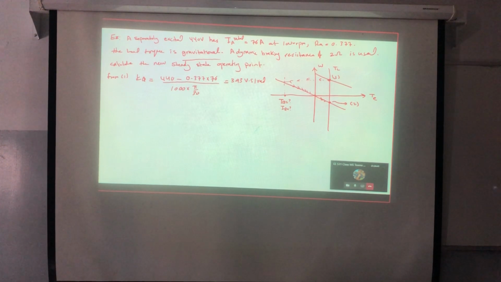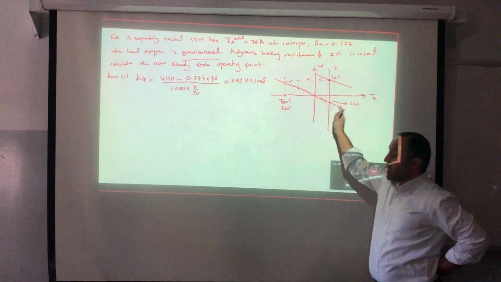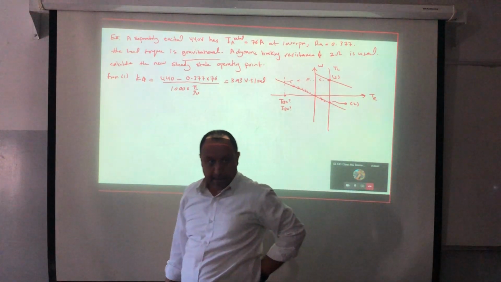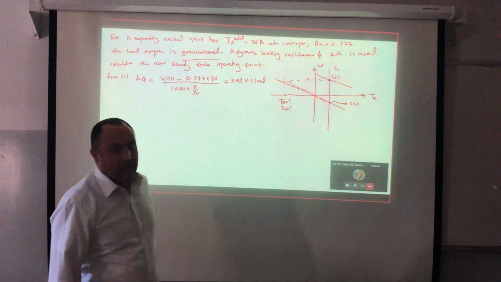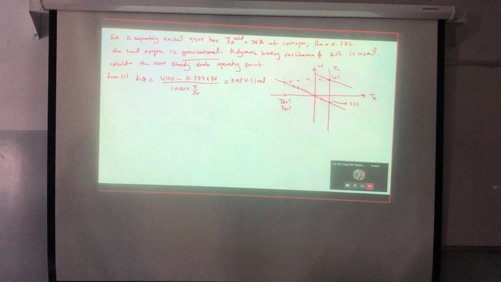Yeah, it's 3.93. The point one and the rated here. Which one? Point one, the initial. Simply 440 volt has 76 ampere at 1000 RPM. Even if it wasn't at the rated condition, I can find it, right? The load.